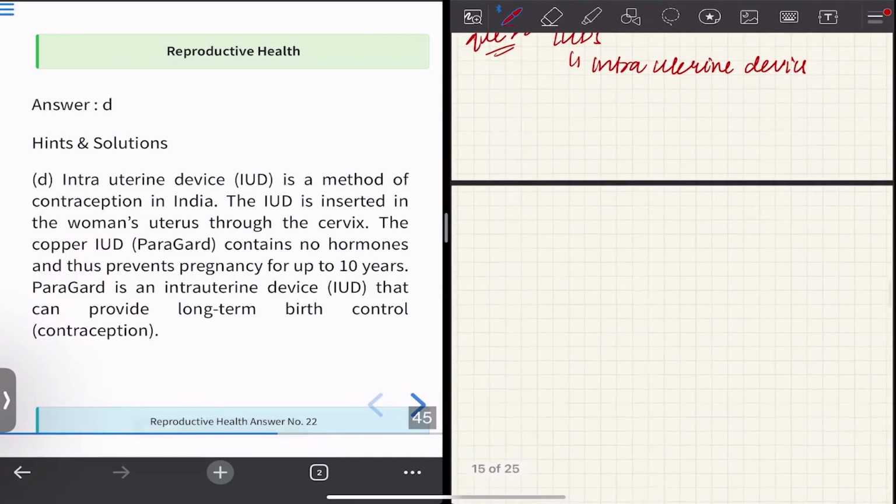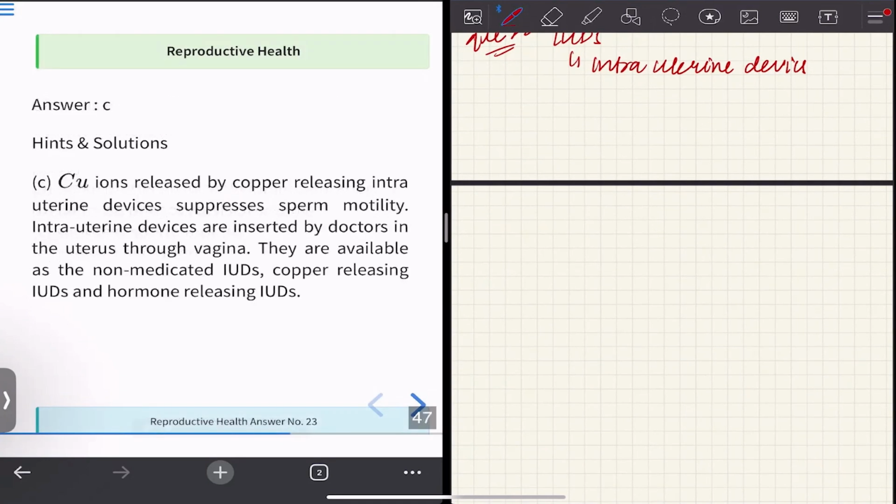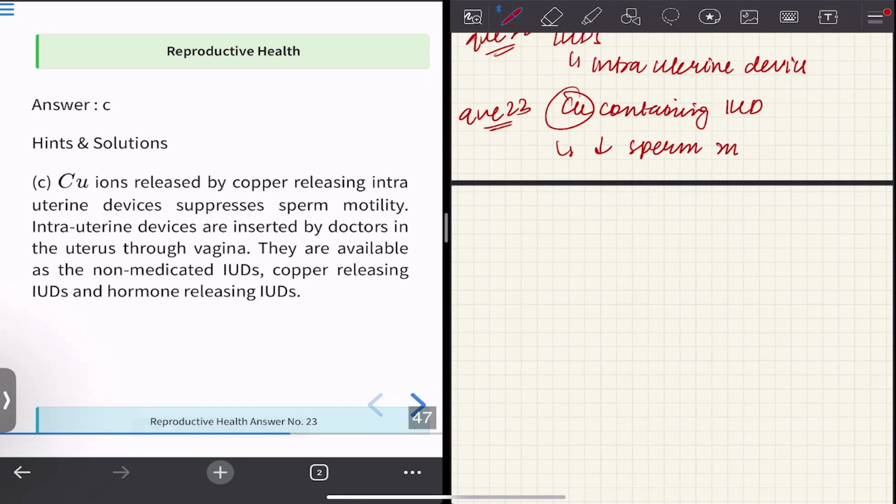Next, we have copper ions that are released from the copper containing intrauterine devices. And what is the function of this copper? It actually increases the phagocytosis. So, question number 23, we have copper containing IUDs. So, what is the function of this copper? It actually suppresses sperm motility. Okay.